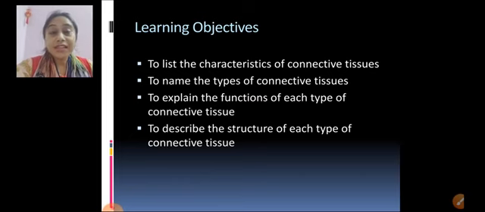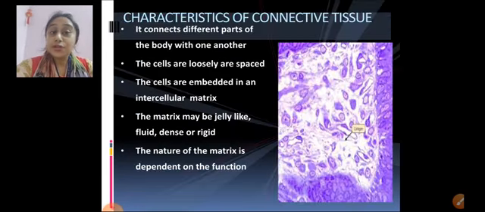So after this class, you will be able to list out, name, or explain the various characteristics of connective tissue. And you will also be able to name various types of connective tissue. You will be able to explain different types of connective tissue, their structure and function. Fine. So let us get started with today's class. In the beginning, let us know the characteristics of connective tissue.